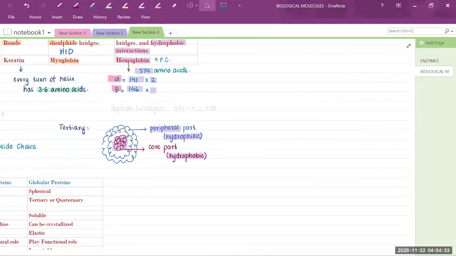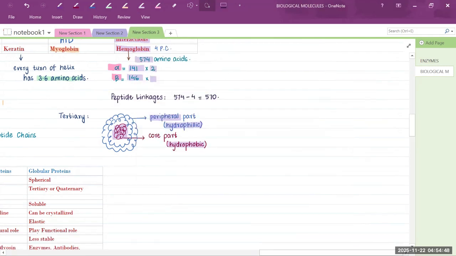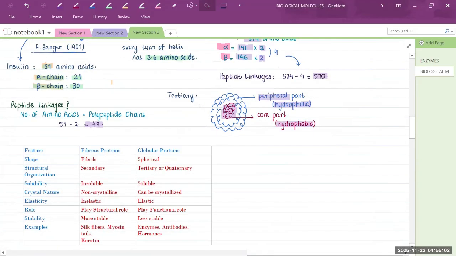And what about the peptide linkages? As I said, the number of peptide linkages is the number of amino acids minus the polypeptide chains. So how many polypeptide chains do we have? We have 4 polypeptide chains, right? 2 and 2, 4. So 574 minus 4, we have 570 peptide linkages. You guys have to remember this.